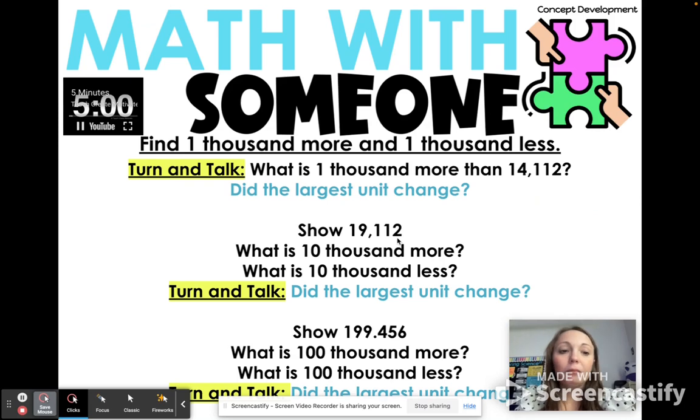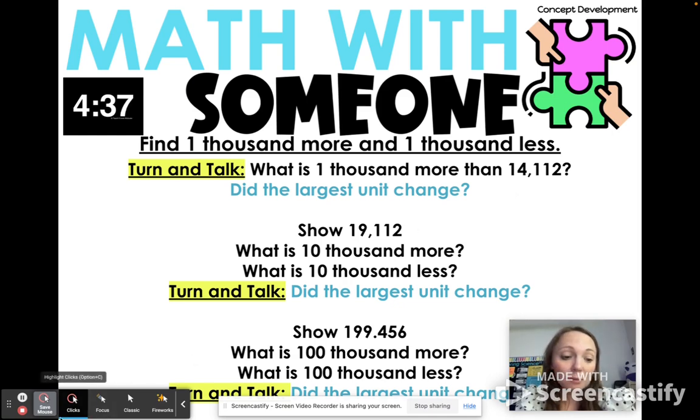Okay. On this one, I know it says math with someone. I don't care if you math with someone, but you're actually doing the work. You're going to do it with somebody in your group, not somewhere else. It says find 1,000 more and 1,000 less. Turn and talk. What is 1,000 more than 14,112?